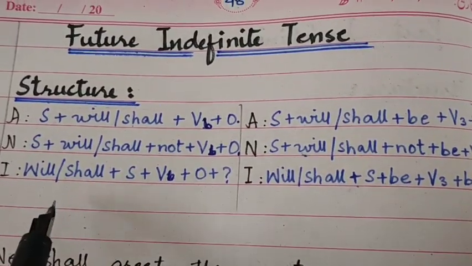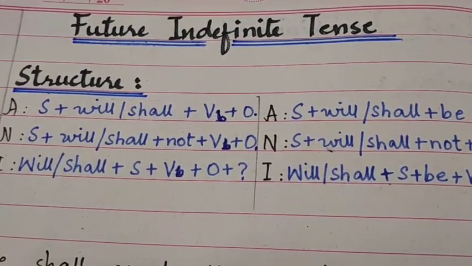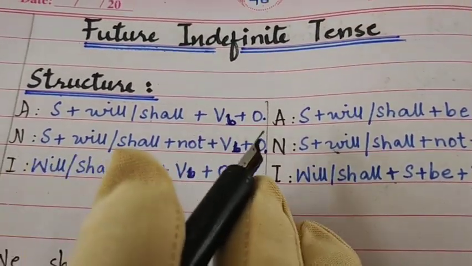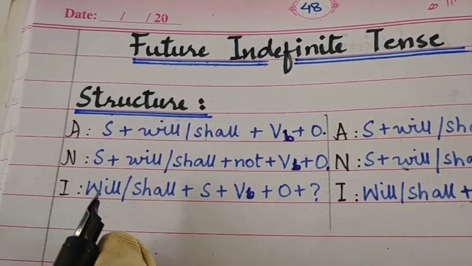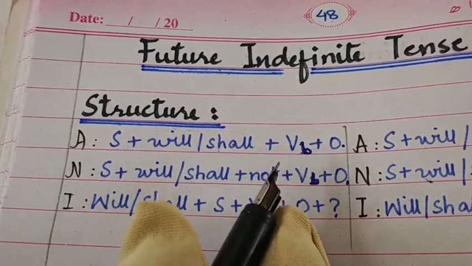And in future tense you have to write. Now the next tense is future indefinite tense, and see the structure: subject plus will/shall plus verb base form plus object.